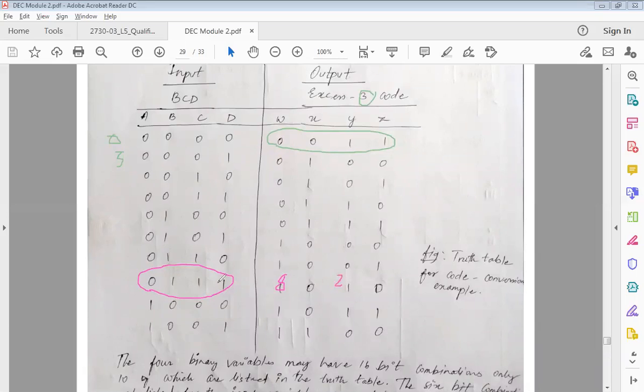Okay, so here 7 and excess 3. So 7 plus 3, which is nothing but 10. So this 10 is what I am getting here. That addition is what I am getting here. So students, is it clear? Yes, sir.